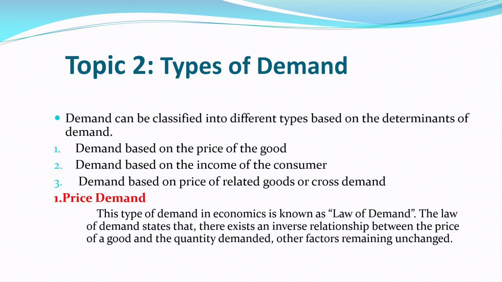Types of demand. Demand can be classified into different types based on the determinants of demand. One is demand based on the price of the good, demand based on the income of the consumer, demand based on the price of related goods or cross demand. So demand is classified on the basis of price, on the basis of income and on the basis of related goods or cross demand.